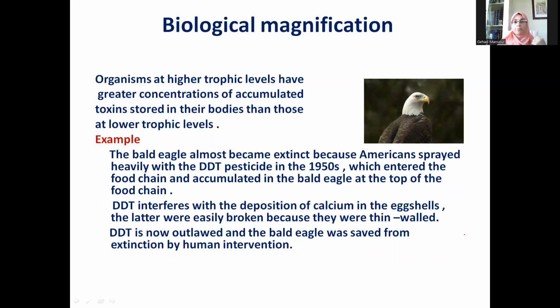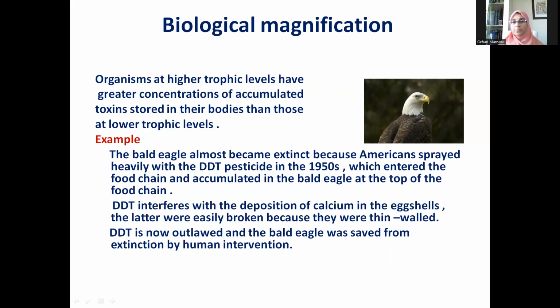This is what we call biological magnification. What do we mean by biological magnification? We mean that organisms at the highest trophic levels are the most affected by any change. First of all, they are the most affected by any change that occurs in the previous trophic levels. And of course, the most famous example of biological magnification is the concentration of the accumulated toxins that are stored in their bodies.